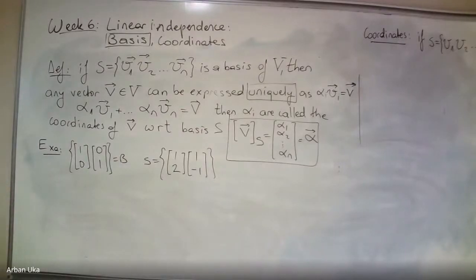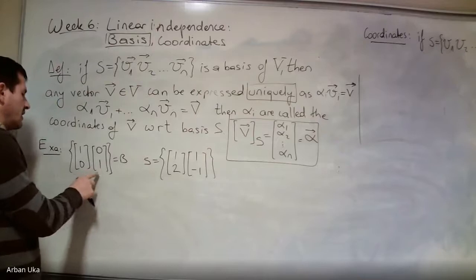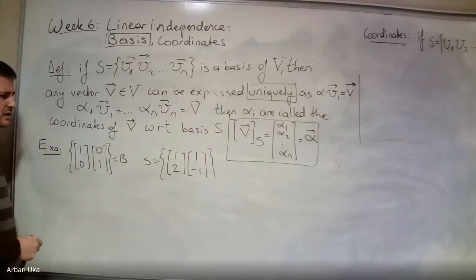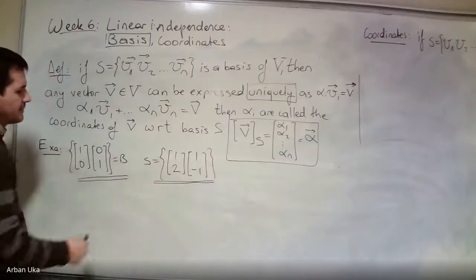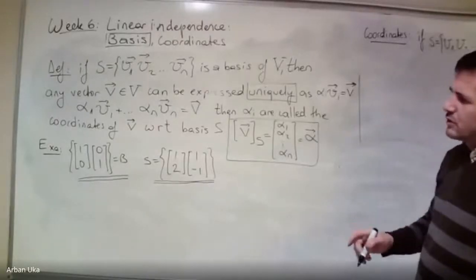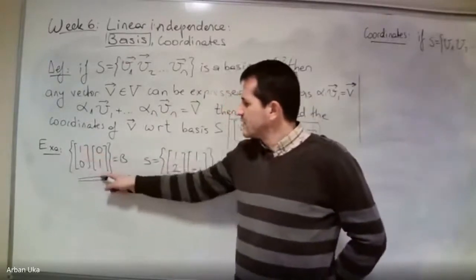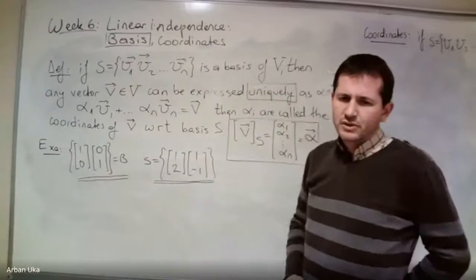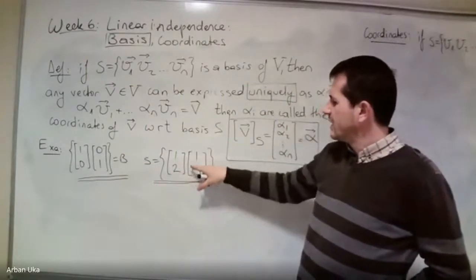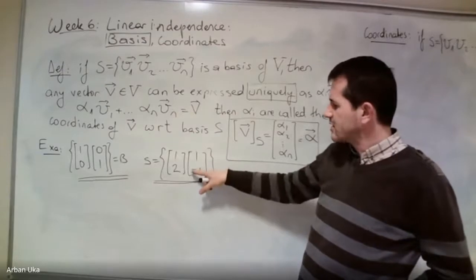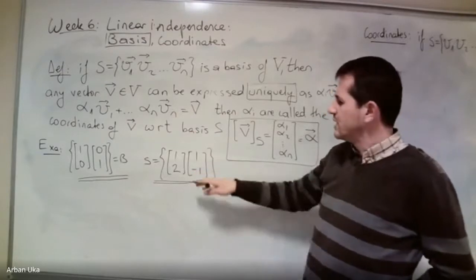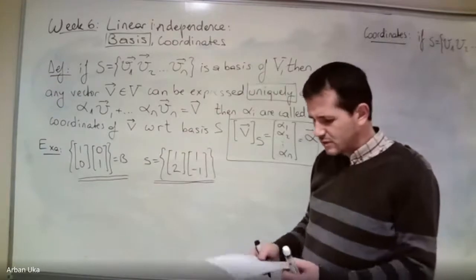Can B be a basis for R squared? It is a basis because it spans R squared, and because (1, 0) and (0, 1) are linearly independent from each other. What about S? Is this a basis? Yes, it is a basis. We can always check: what is the determinant of this matrix? It is 1, different from 0, so it's a basis. What is the determinant here? It's minus 3, different from 0, so it is a basis.